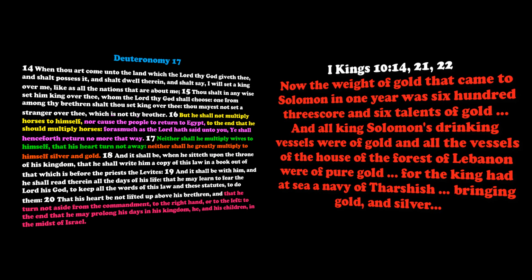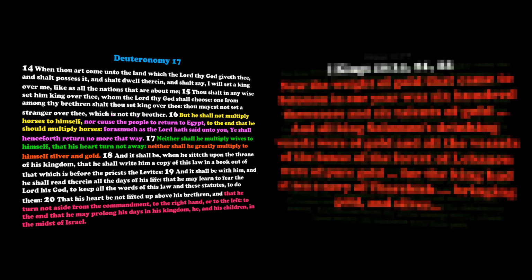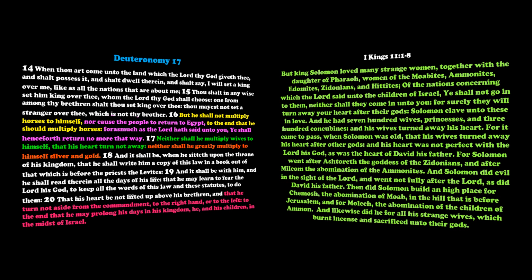God also told the kings not to multiply wives, that their hearts would not turn away. This is exactly what Solomon did. He became enamored and distracted by his wives until his heart was turned away from God. He did multiply wives. 1 Kings 11 tells us, "But King Solomon loved many strange women, together with the daughter of Pharaoh, women of the Moabites, Ammonites, Edomites, Zidonians, and Hittites, of the nations concerning which the Lord said unto the children of Israel, 'Ye shall not go into them, neither shall they come in unto you, for surely they will turn away your heart after their gods.'"